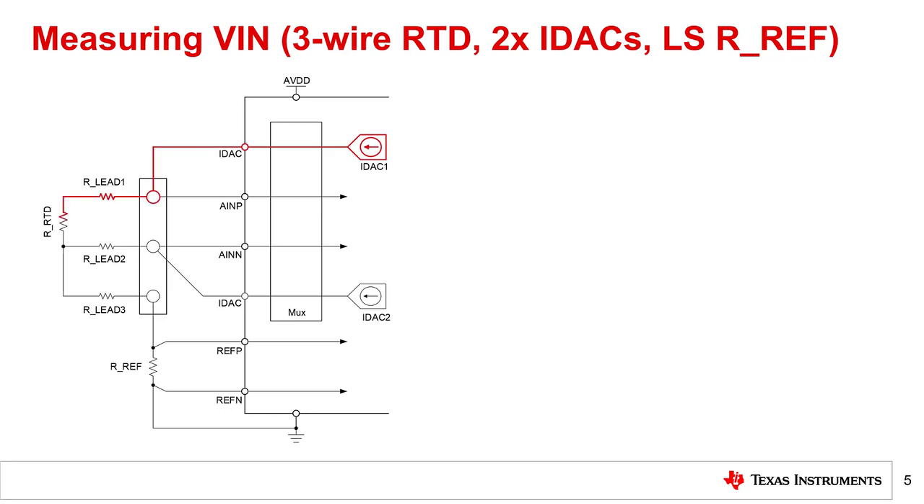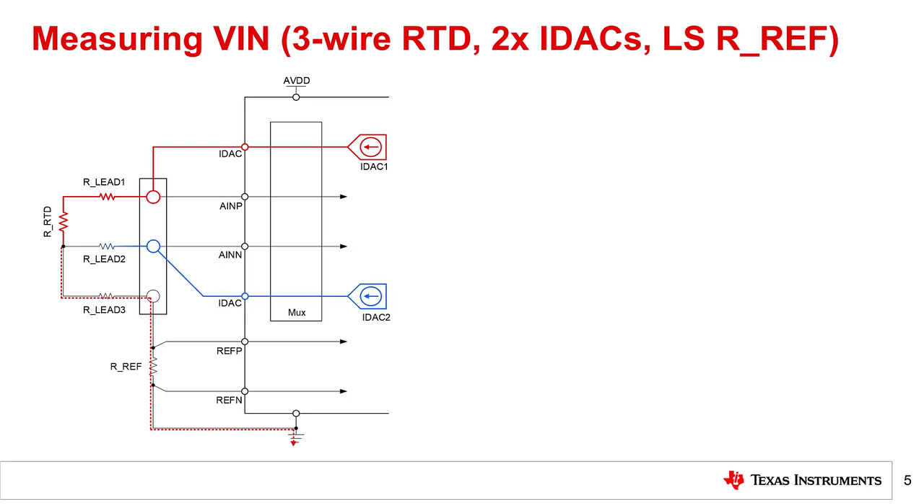The red current path from IDAC 1 flows from the top IDAC pin through our lead 1, then our RTD, then our lead 3, then through our RREF, and finally to ground. Note that this is the same path used by the current source in an RTD system using one IDAC.